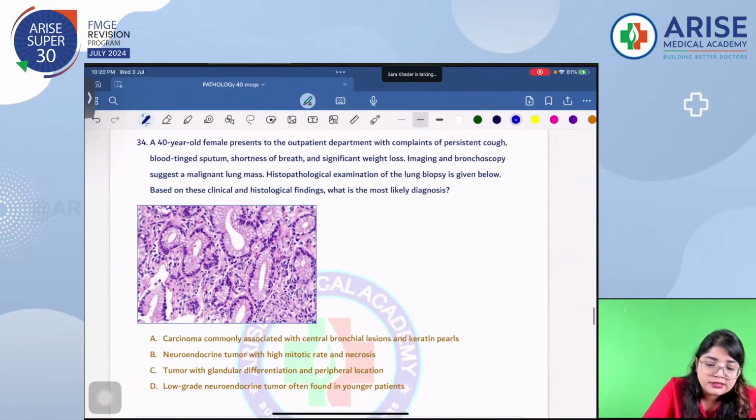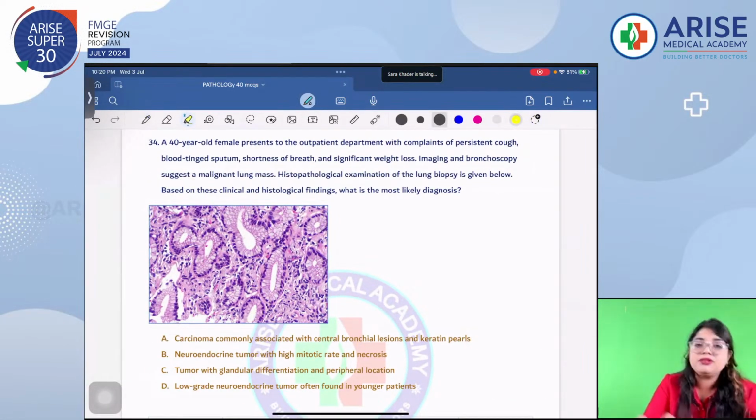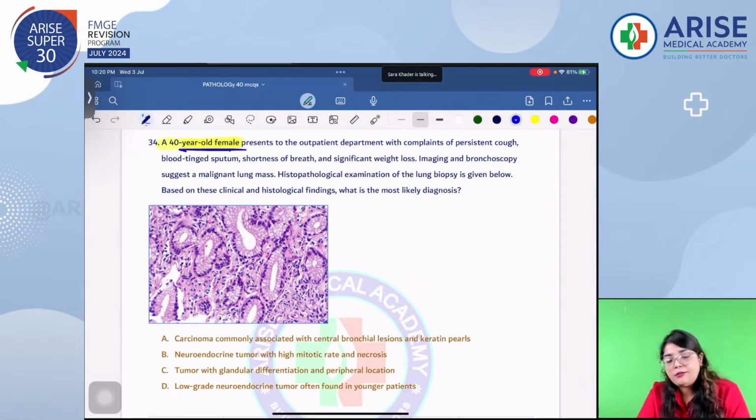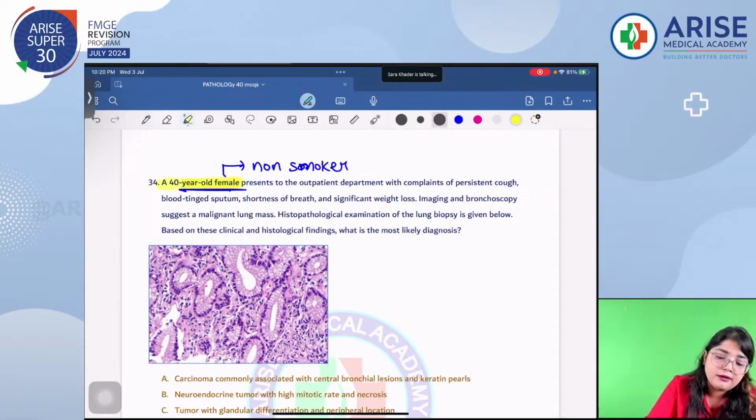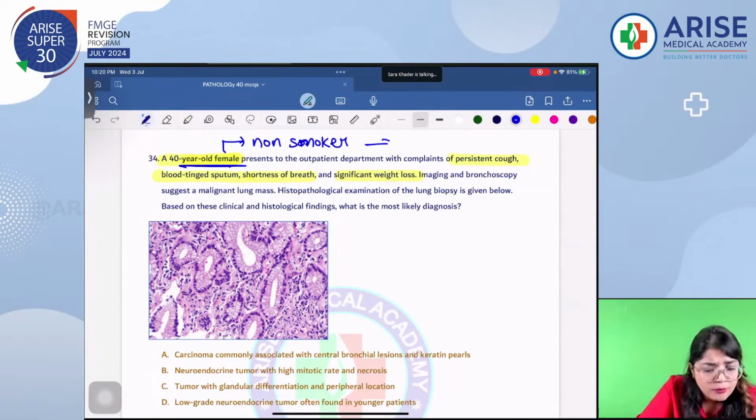Okay. Look at this question. This question is important because again, it was asked in INI-CET. Can you see this 40-year-old female? See, whenever they talk about a female or a non-smoker, and they are talking about all these lung clinical features like shortness of breath, persistent cough with significant weight loss, most likely they're talking about adenocarcinoma.